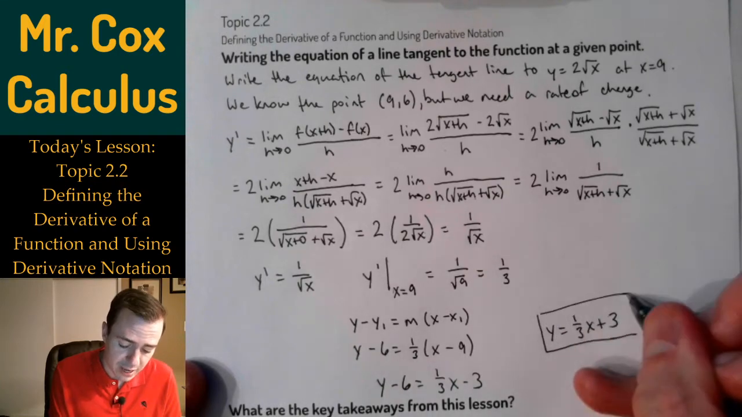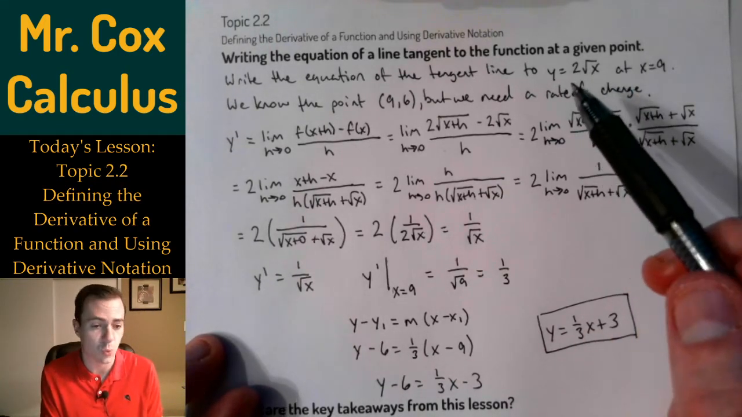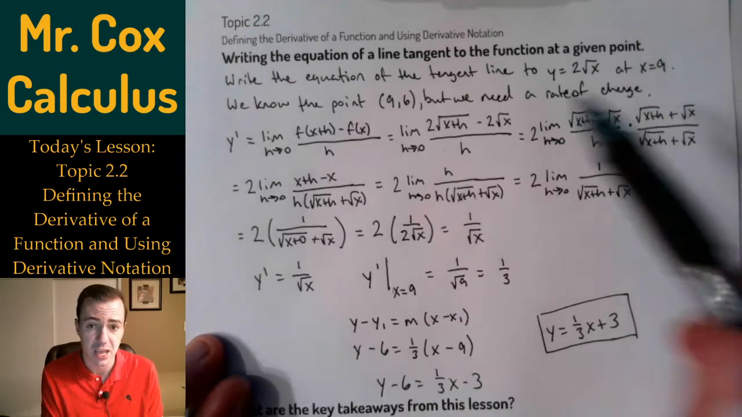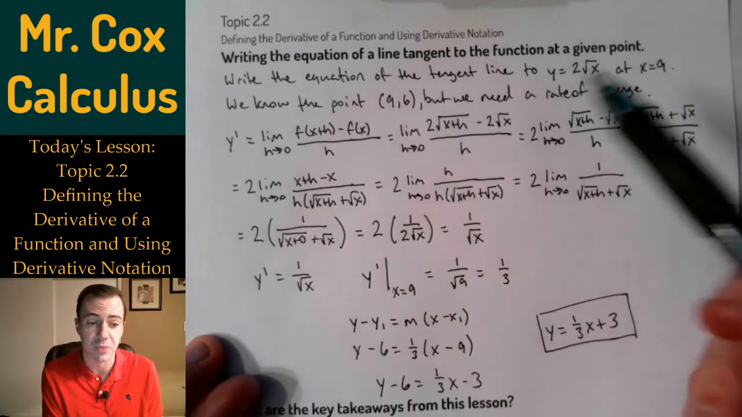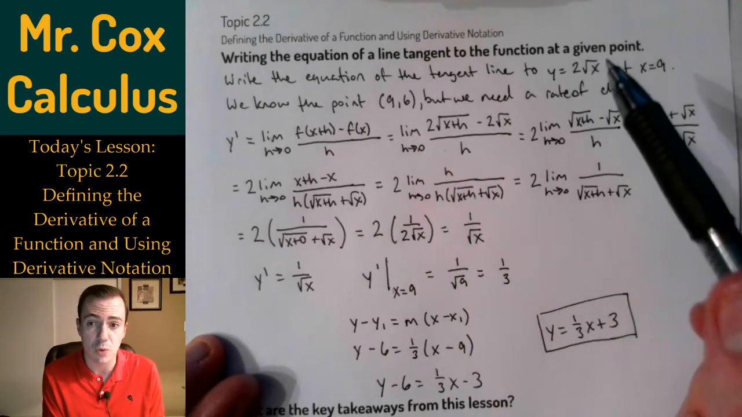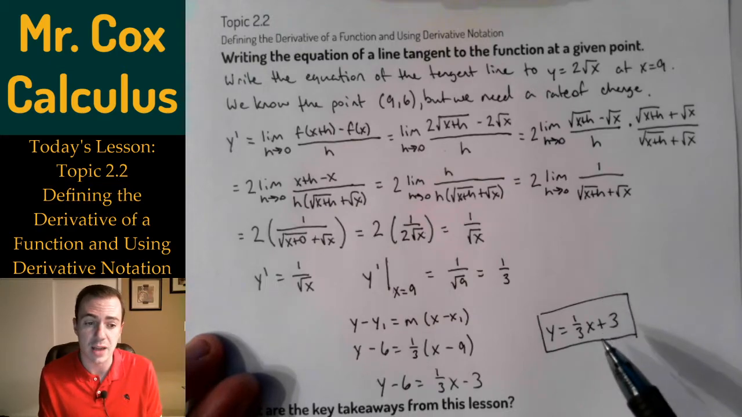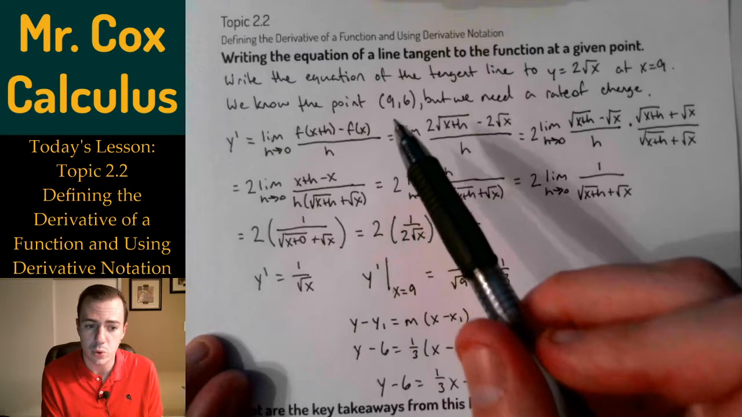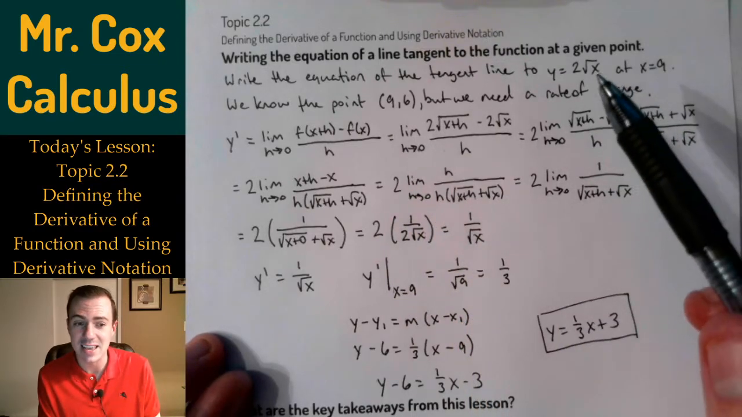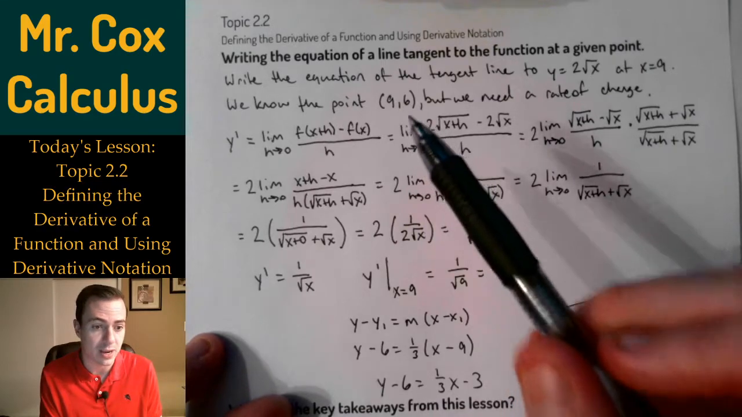And I would really encourage you to see this graphically. Graph this function y equals 2 square roots of x. Graph this point 9, 6. You will see that this point is on this function. And if you graph this function and you graph this point, and then you graph this line on top of it, what you'll see is that this line goes through the point 9, 6, and it has the exact same rate of change of this function at the point 9, 6.